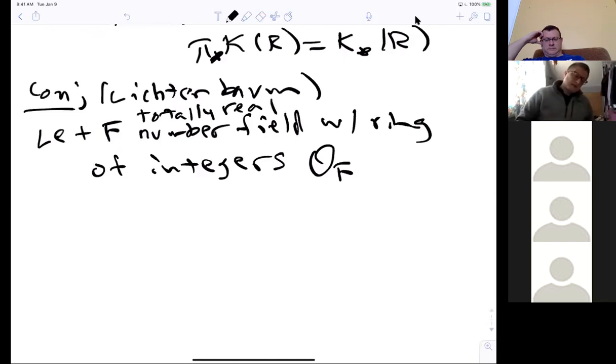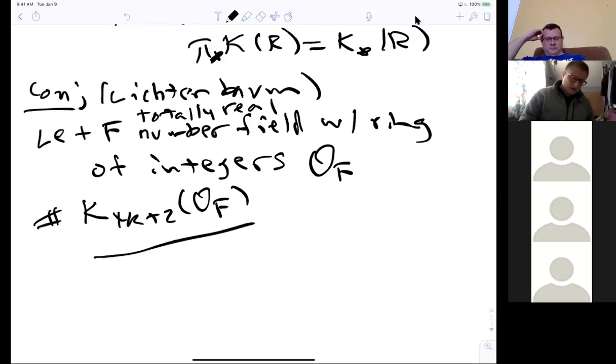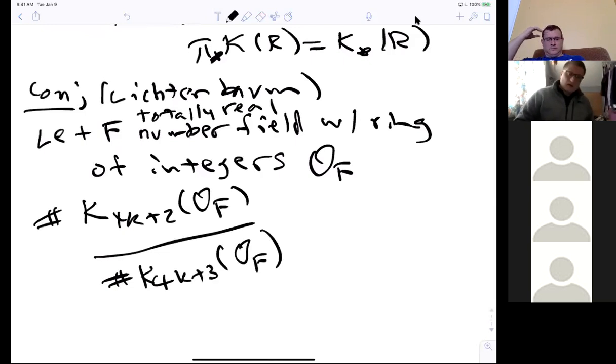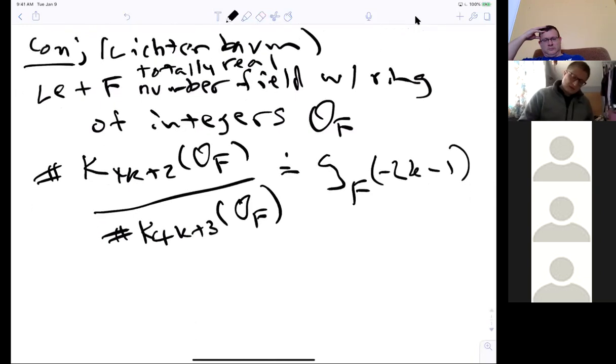Let's say a totally real number field. Then Lichtenbaum conjectured that if you look at the degree 4k plus 2 group of algebraic K-theory of O_F, you take the order of that, and then you quotient by the order of K_{4k+3} of O_F, then that should be equal to zeta_F of negative 2k minus 1, up to sign and a power of 2.